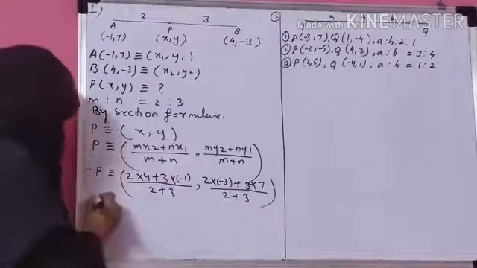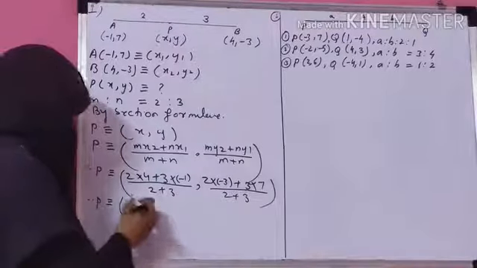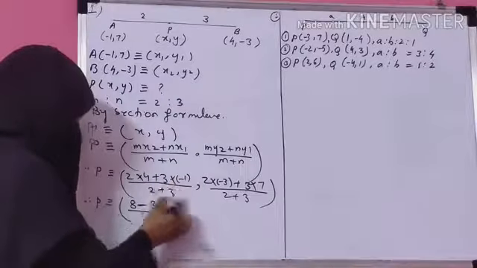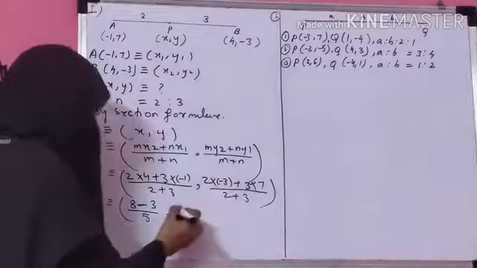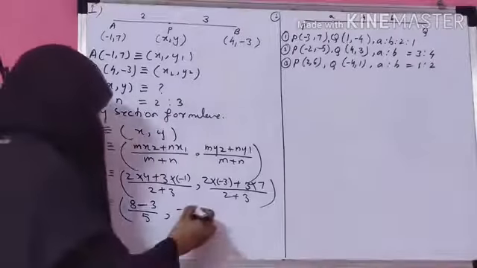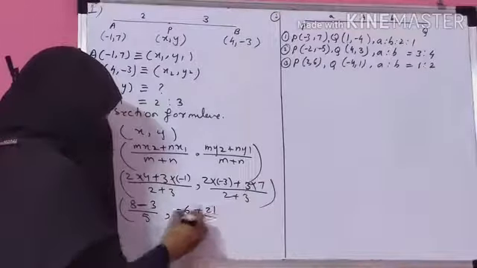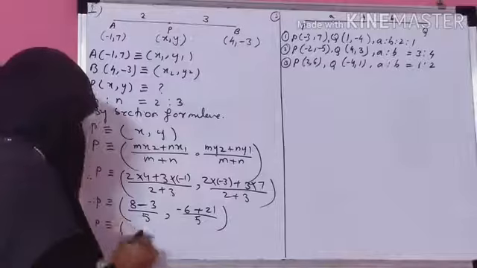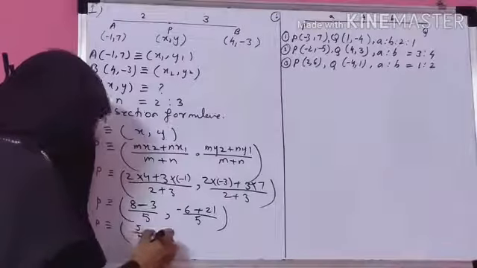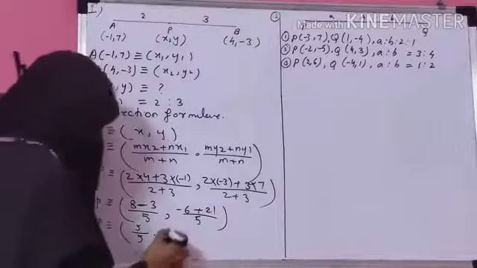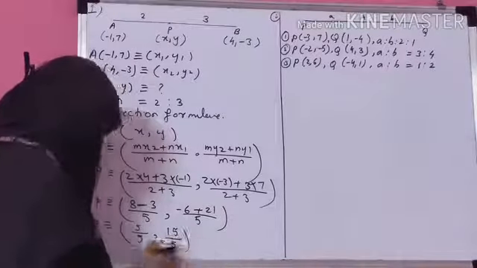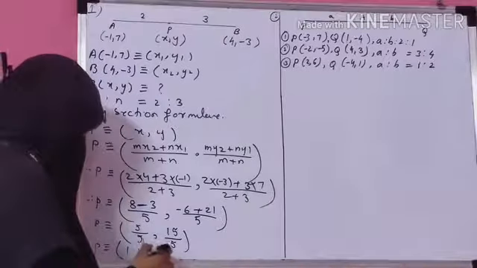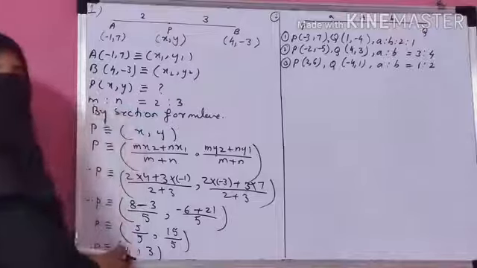Now next step, coordinate of point P: 2 4s are 8 plus minus 3 1s are 3, over 2 plus 3 is 5, comma 2 3s are 6, minus 6, now plus 3 7s are 21, divided by 2 plus 3 is 5. Next step, 8 minus 3 is 5 upon 5, comma 21 minus 6 is 15 upon 5. So the final coordinate of point P is 5 1s are 5, and 5 3s are 15. So coordinate of point P is 1, 3.